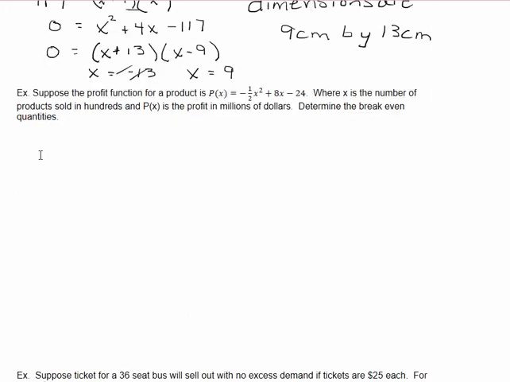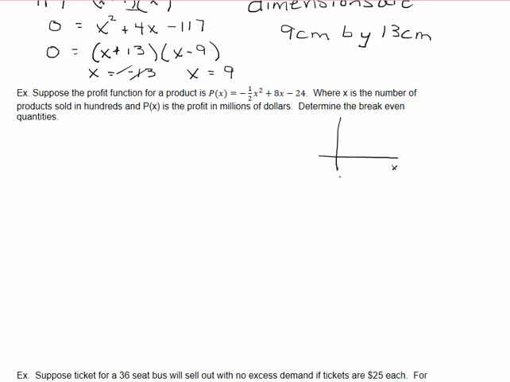All right, we'll start our second example. Suppose the profit function for a product is p at x equals negative 1/2 x squared plus x minus 24. So it's nice we're given the equation here. We don't have to write it. We know that x is the number of products sold in hundreds, and p at x is the profit in millions of dollars.